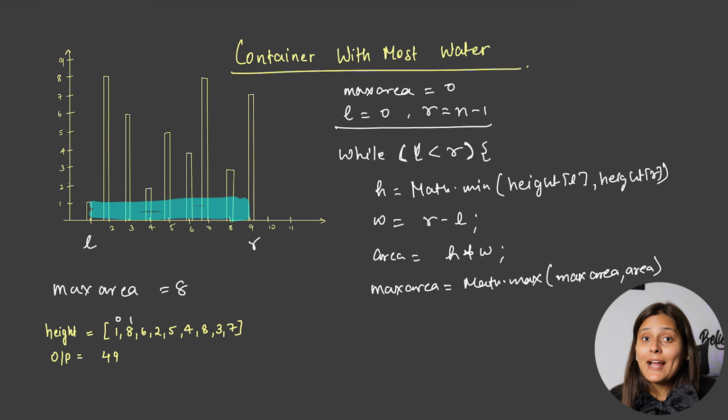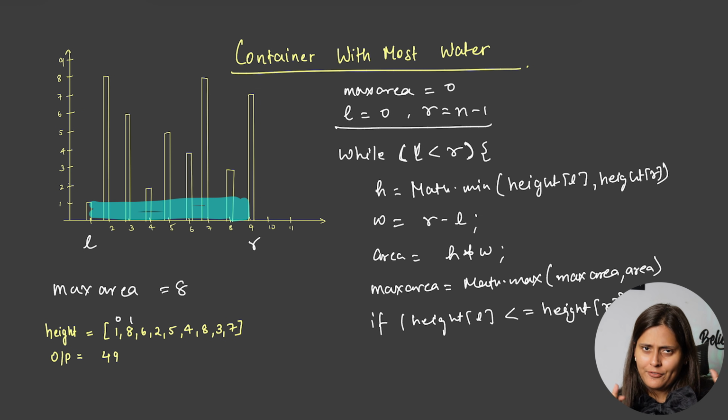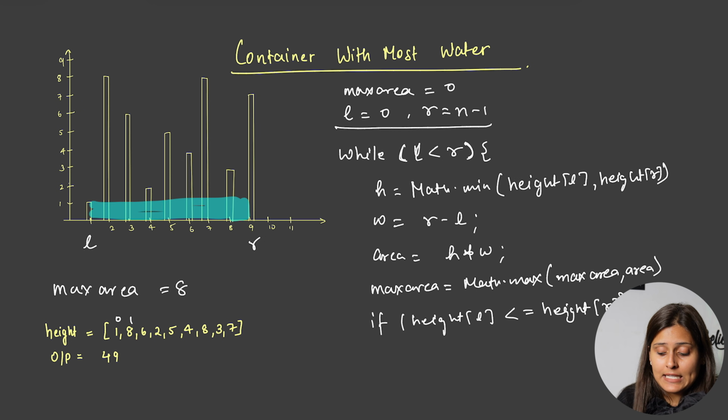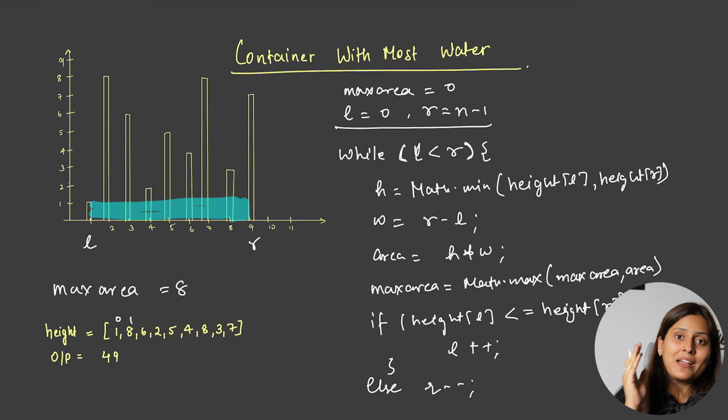Correct. Now we have to decide which pointer to move. Why? Because these were the left and right pointers and we have calculated the maximum area. The movement we can decide as per the height. If the height of the left pointer is smaller or equal, and in case of equal remember that we can move either pointer, left or right. So if height of left is less than or equal to height of right, then what to do? Simple, left plus plus. Or else we can simply do right minus minus, because we want to leave the smaller height and in the future go with the bigger height, correct?